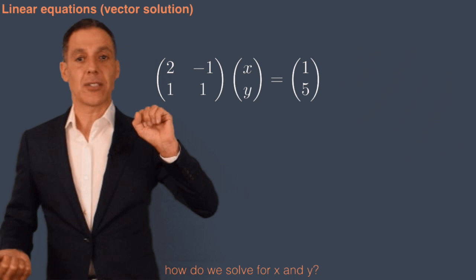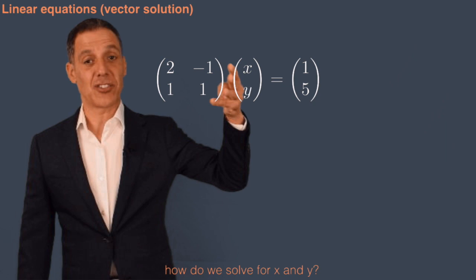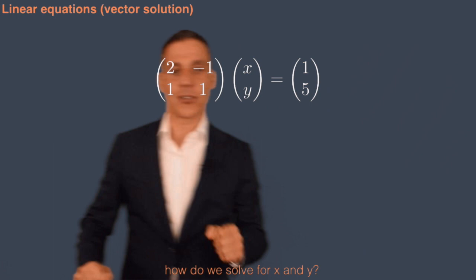So this is a vector of unknowns. That's what I'm trying to solve for. This, of course, is the left-hand side of the linear system. This is the right-hand side of the linear system. And this matrix vector multiplication embodies the linear system.